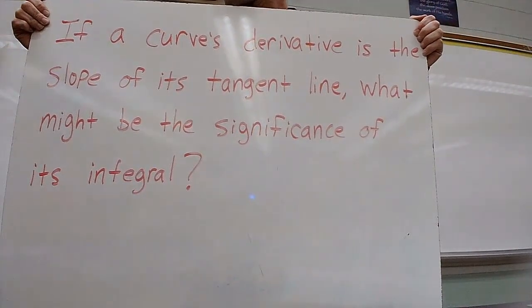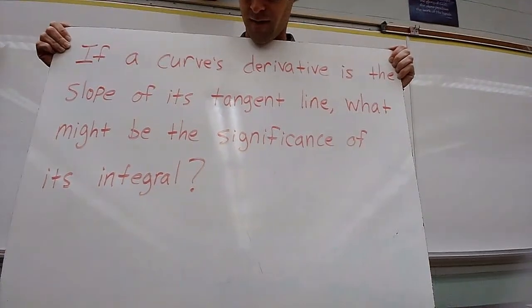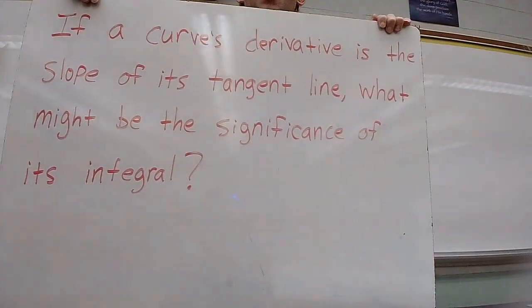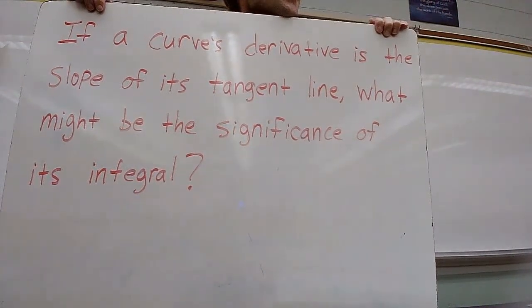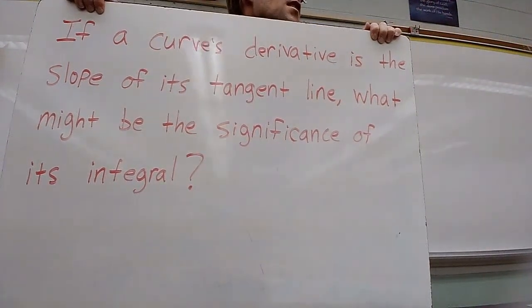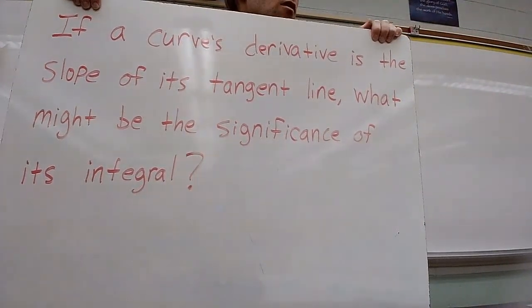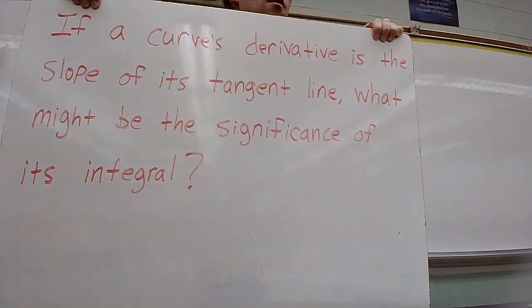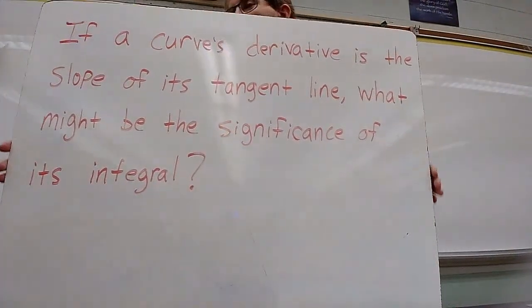If a curve's derivative is the slope of its tangent line, what might the significance of its integral be? Yeah. I'm reading as best I can. So what do you think? Hi, Placido. Go ahead. Okay, I'm going to say it's the area underneath the curve from one exponent to another. That's exactly correct. So if the derivative that we've been solving for the entire first 2 weeks of this class is the slope of a tangent line of a curve, the integral is the area that's trapped by that curve. How that exactly applies to physics will be discussed later on. But first, we've got to learn integrals.